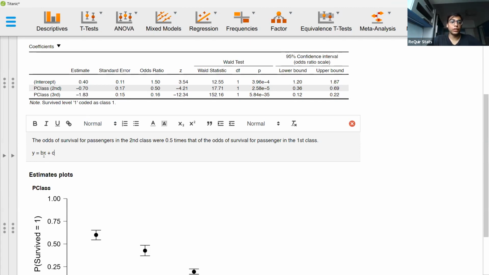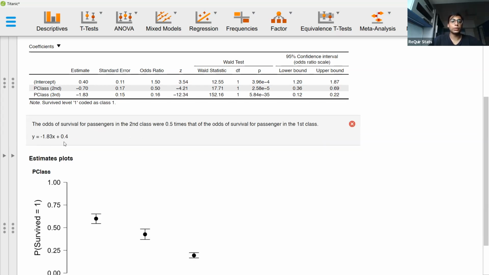But, enough. Let me present this equation in the form of what we see. This estimate is minus 0.183x plus c is 0.4. That is how we would actually write this equation. But this is difficult to understand when it comes to logistic regression, because this is on a log response scale. It is easier to understand in linear regression.